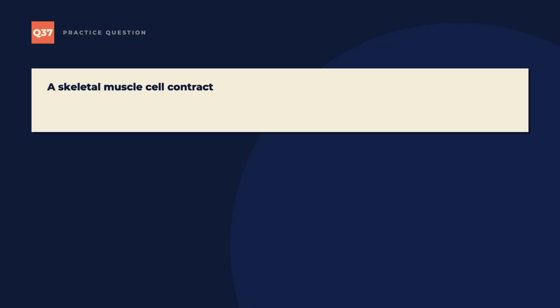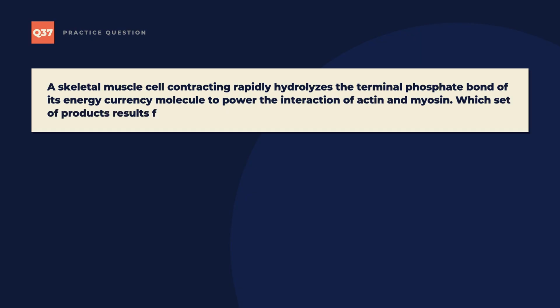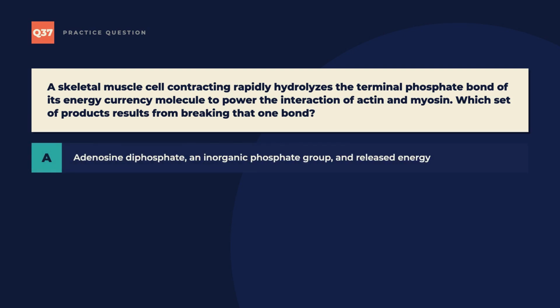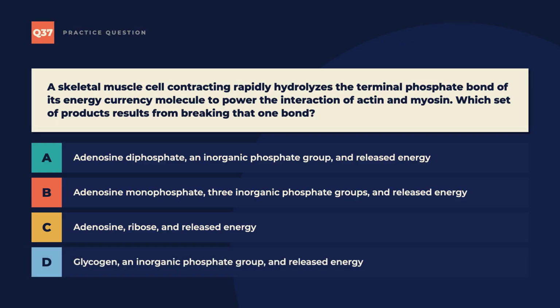Question 37. A skeletal muscle cell contracting rapidly hydrolyzes the terminal phosphate bond of its energy currency molecule to power the interaction of actin and myosin. Which set of products results from breaking that one bond? Your options are A. Adenosine diphosphate, an inorganic phosphate group, and released energy. B. Adenosine monophosphate, 3 inorganic phosphate groups and released energy. C. Adenosine, ribose and released energy. D. Glycogen, an inorganic phosphate group, and released energy. Pick one. Trust your gut. Here's your chance to test yourself.